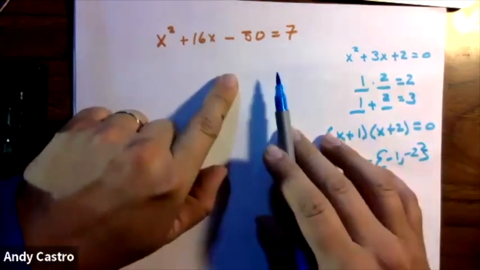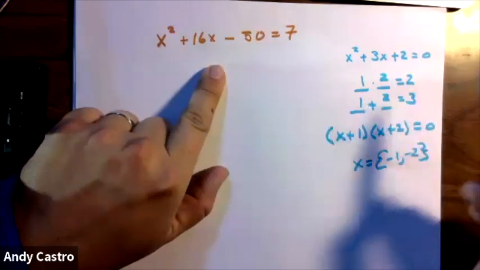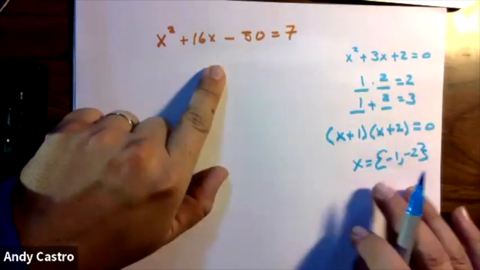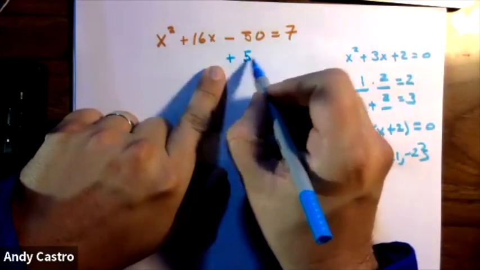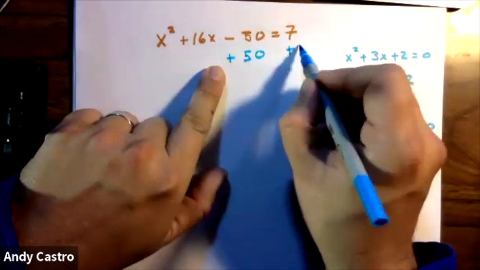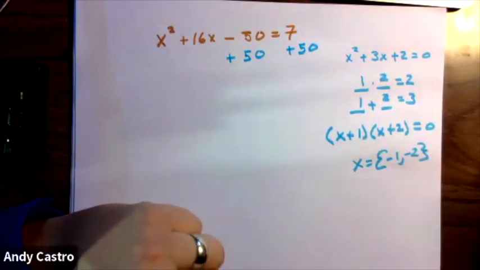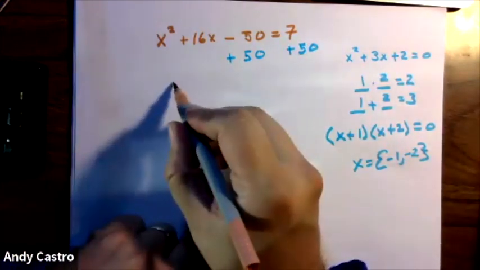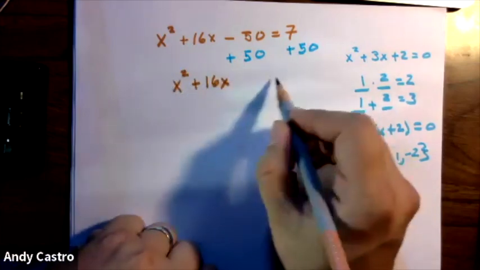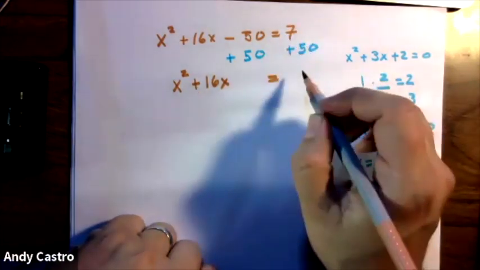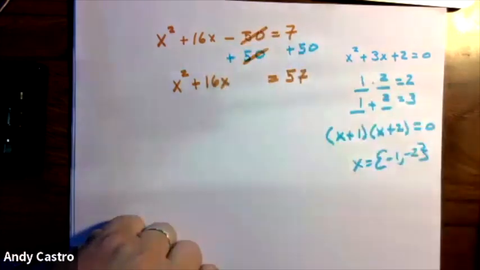Now, here, in order to complete the square, and this is just to remind us what we're doing in terms of factoring, the first thing I want to do is add 50 to both sides of this equation. I'm doing that for a specific reason: to get the x squared plus 16x by itself, because I can complete the square on that. 50 plus 7 is 57. And these two obviously cancel.